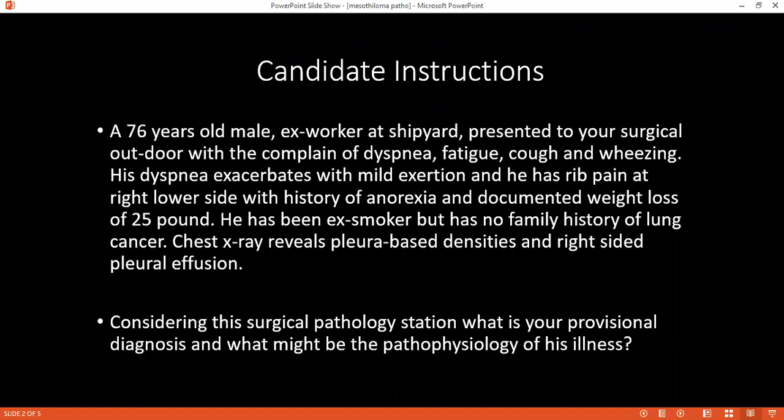Very good. Can you please tell me the pathogenesis of the condition? Mesothelioma is due to chronic exposure to asbestos. It leads to chronic inflammation, formation of pleural plaques, and dense collagen deposition, which lead to increased risk of malignancy, mesothelioma and lung adenocarcinoma.